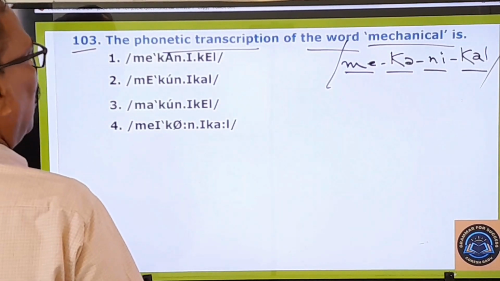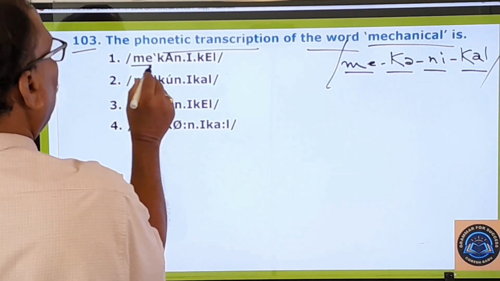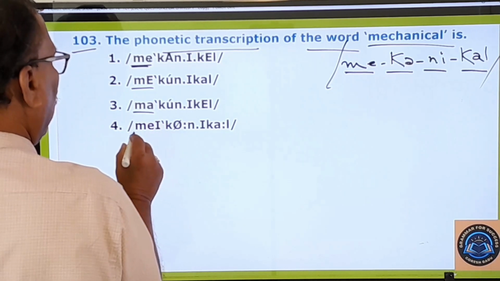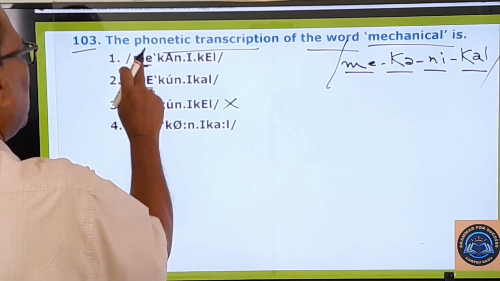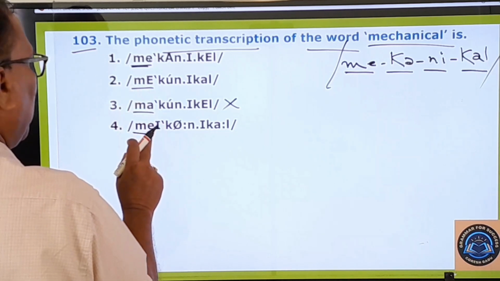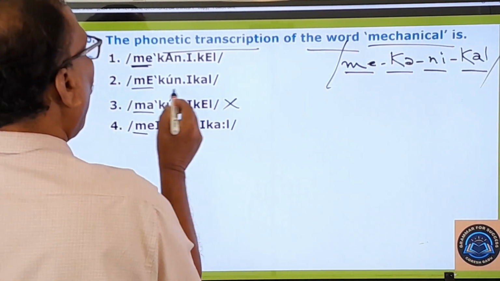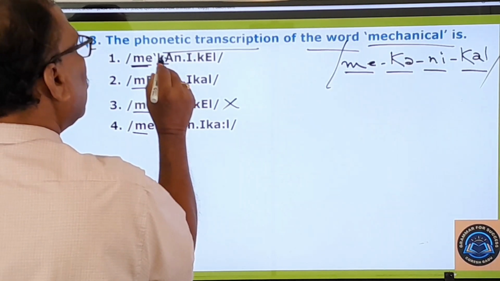And here, okay, may. It must begin with "may", M-E. Okay, may. Here also may. So this one is not the right one. Outright it is gone. This word is beginning with "me". This word is also beginning with "me". Okay, may. So here then ka. A must be there. Here no. Ka is there. This is the right one.